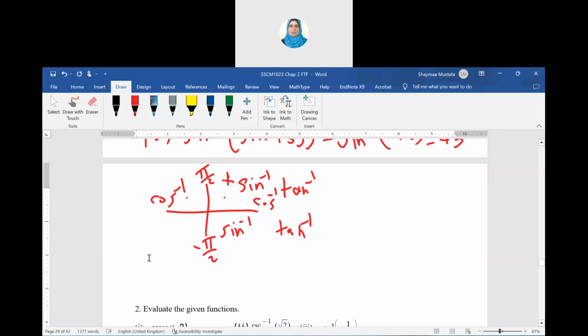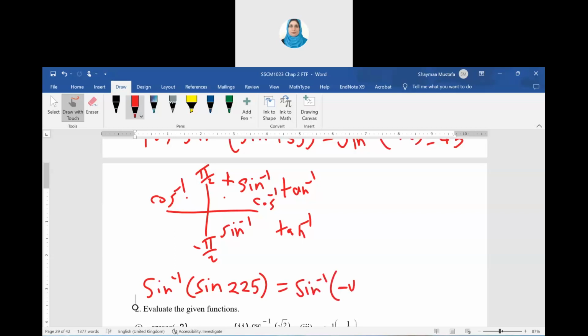If I calculate sine inverse of sine 225, this one is not equal to 225 because 225 is not within the range of sine inverse. It will be equal to sine inverse of minus root 2 over 2. So this is a negative value here. So your answer should be from the last quadrant, minus 45. For sine inverse of a negative value, choose your angle from the last quadrant.